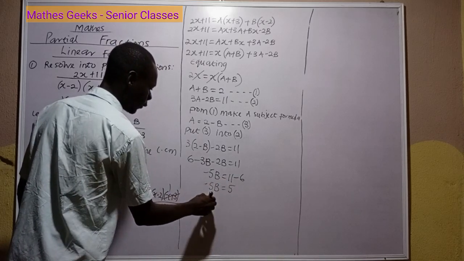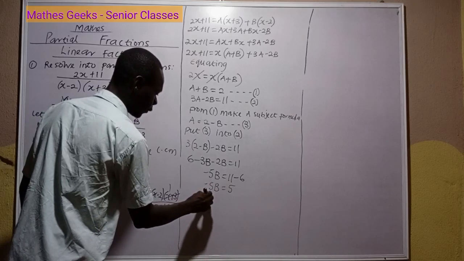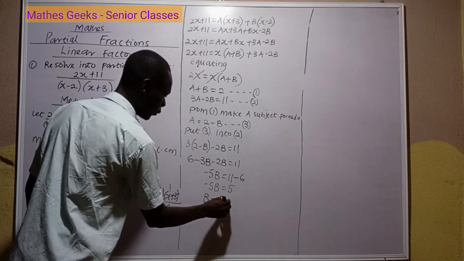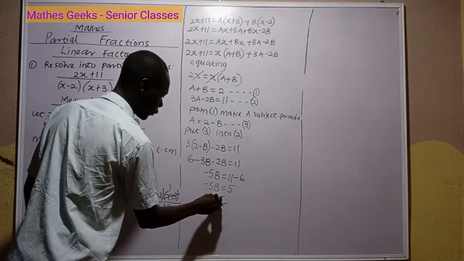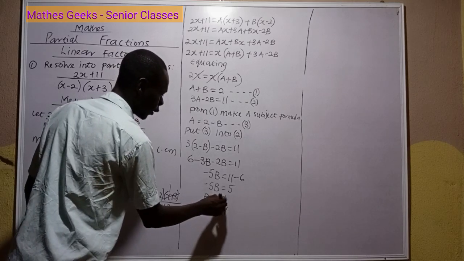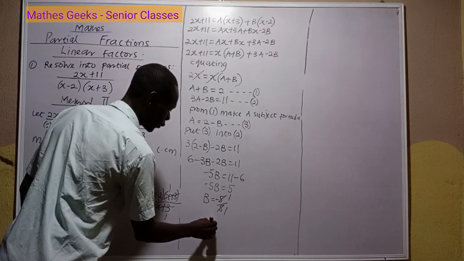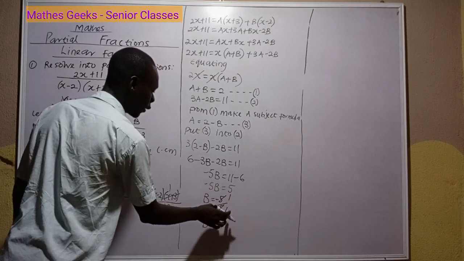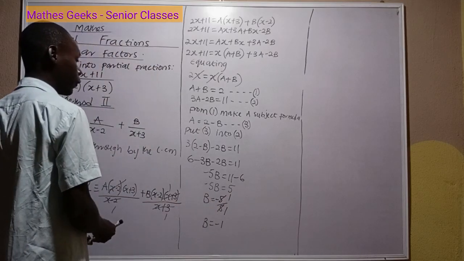Divide both sides by minus 5. So we're going to have b equals 5 over minus 5. These are minus 5 here, 1, 5 here, 1. So b is equal to minus 1, since 1 divided by 1 is 1. So we've gotten the value of b.